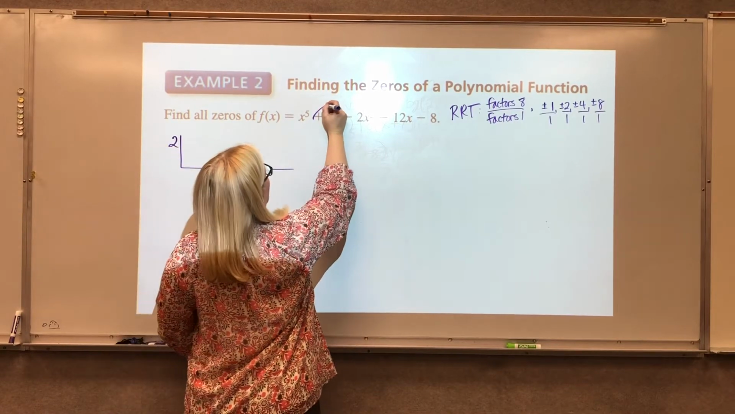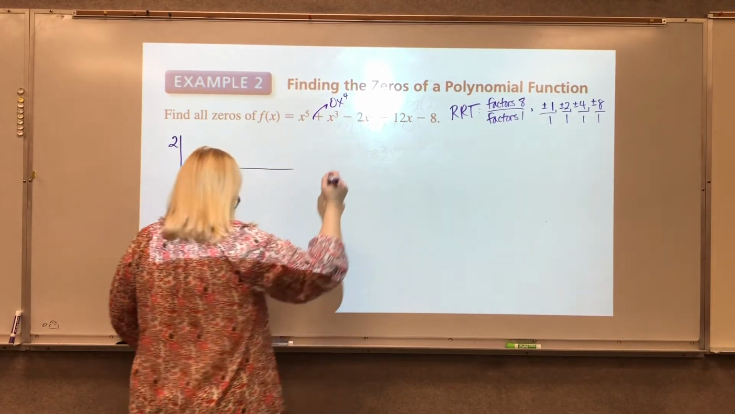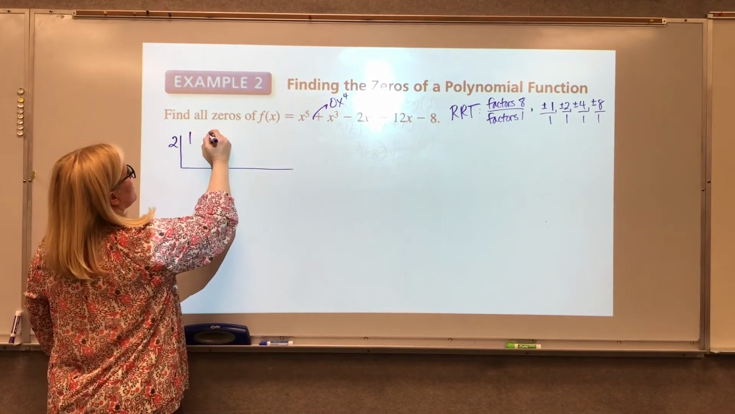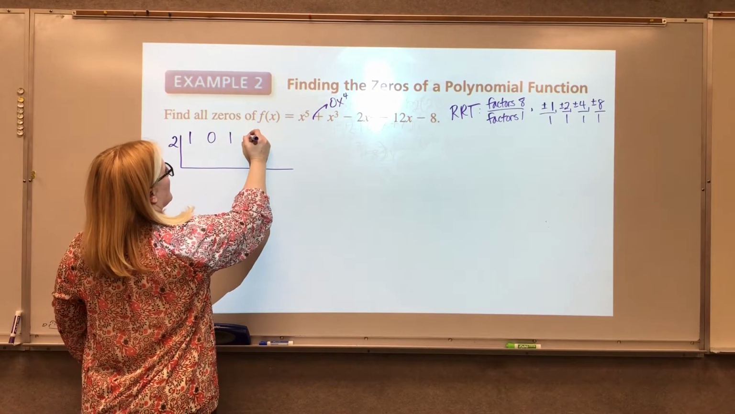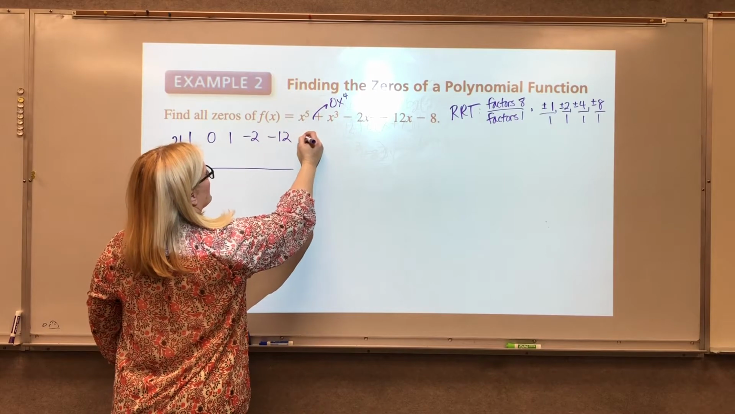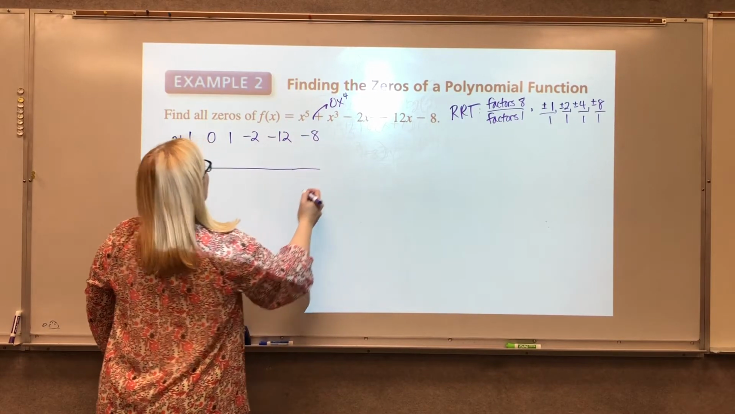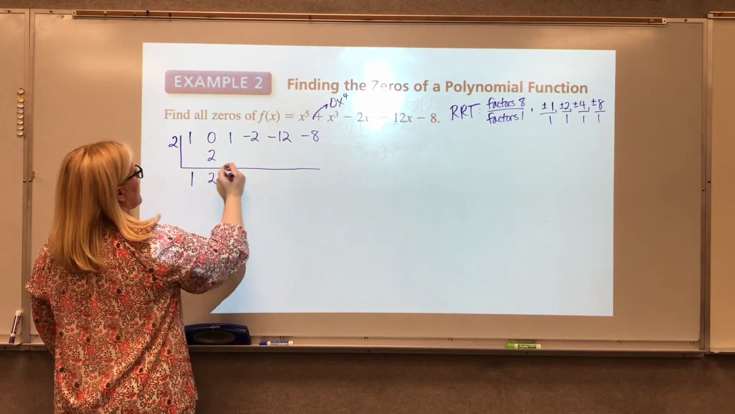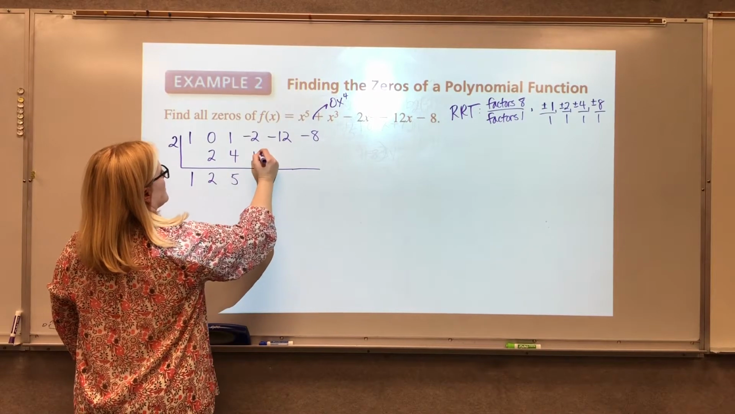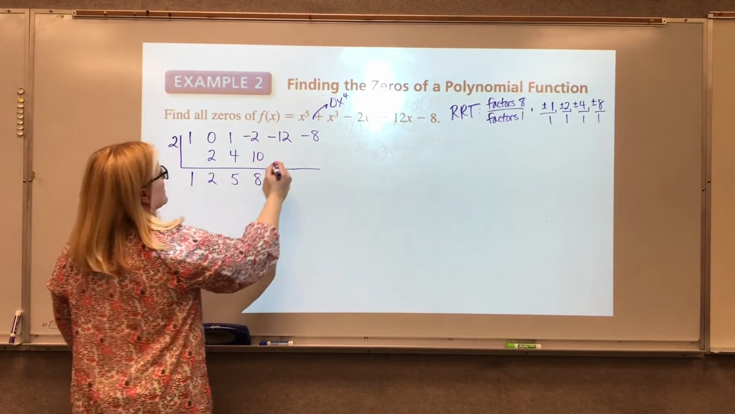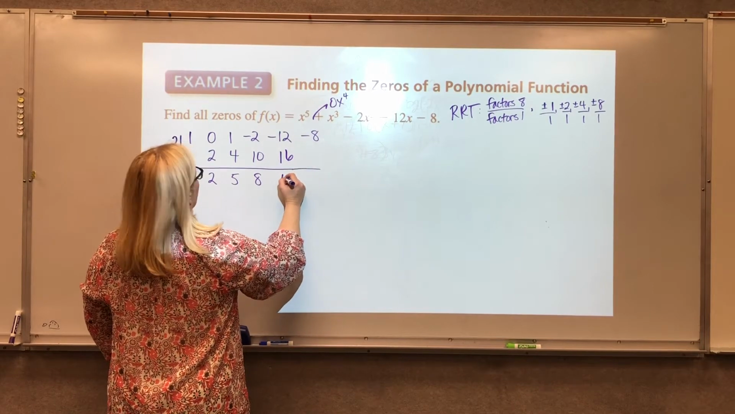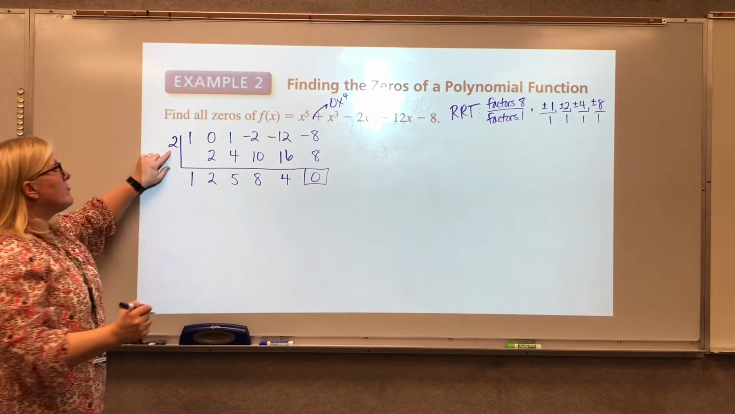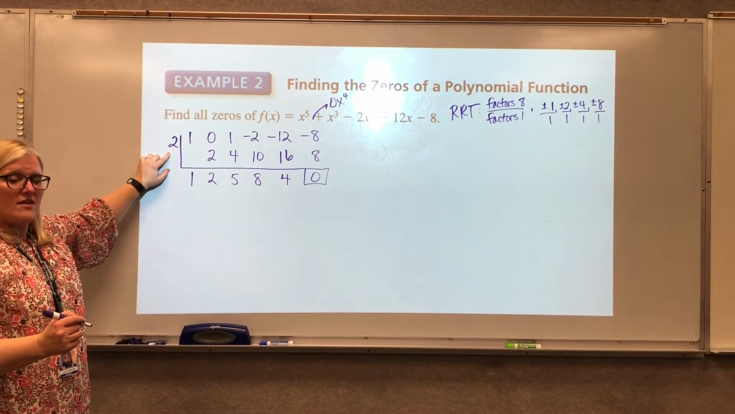Okay, and remember here, we don't have an x to the 4th power, so we've got to make sure that we throw that in there. So we've got 1, 0, 1, negative 2, negative 12, negative 8. All right, so the 1 drops. 2 times 1 is 2. I add those. 2 times 2 is 4. I add those. This is 10. 8. 2 times 8 is 16. We subtract that and get 4. And 2 times 4 is 8, which gives me a remainder of 0. So one of my zeros, one of my solutions is 2.